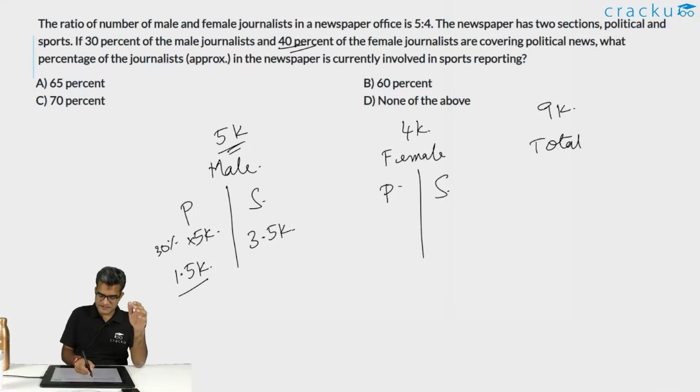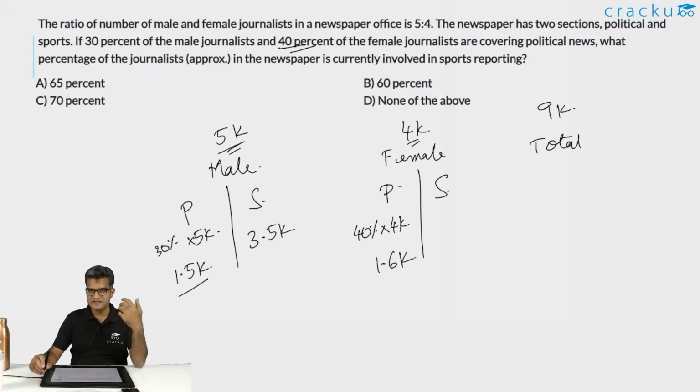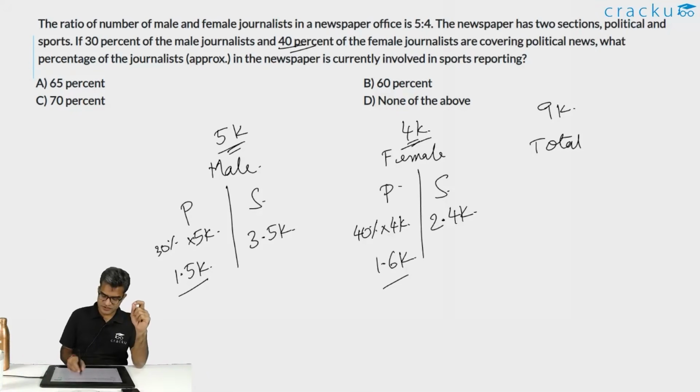Similarly, 40% of the female journalists cover political sports. So the number will be 40% into 4k, which is the total number of female journalists. This is 1.6k. So how many female journalists cover sports? It will be 4k minus 1.6k, which is 2.4k. So what is the total number of sports journalists? That will be 3.5k plus 2.4k, which is 5.9k.